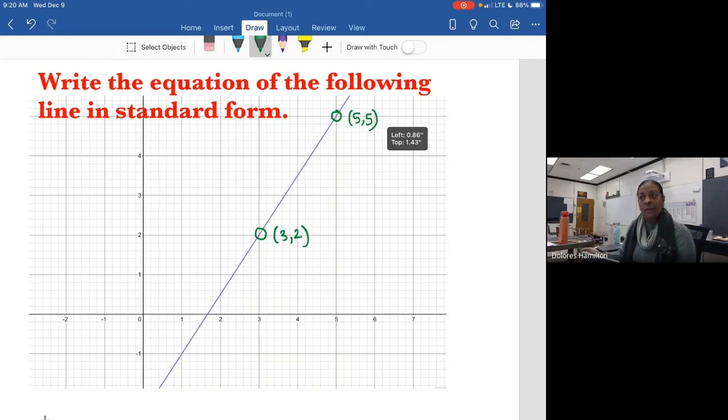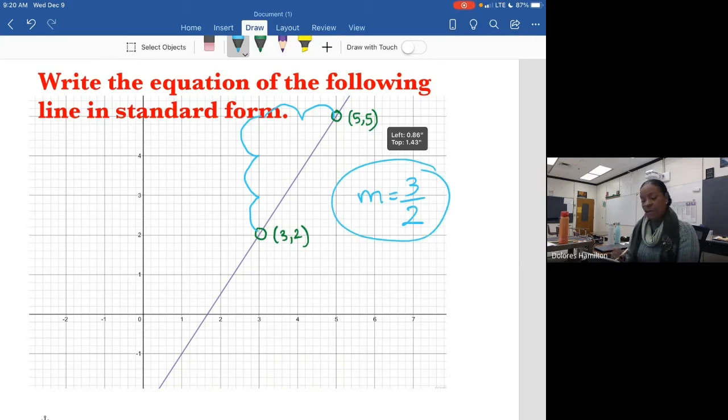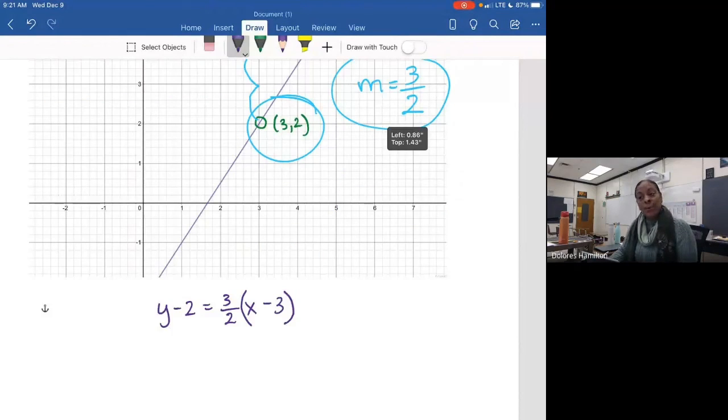Next, what's convenient is since the graph is given to us, let's just find the slope by taking rise over run. It looks like we rise 3 and we run 2, and it was up and to the right, so that's +3 over 2. Next, I'm going to go back to my trusty point slope equation, and I'm going to use that m and that point. And in point slope form, we have y minus 2 equals 3/2 times x minus 3.